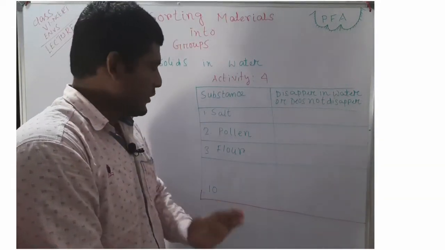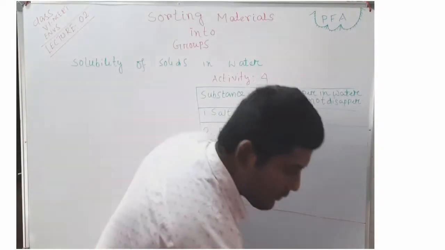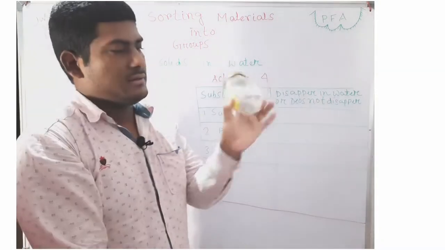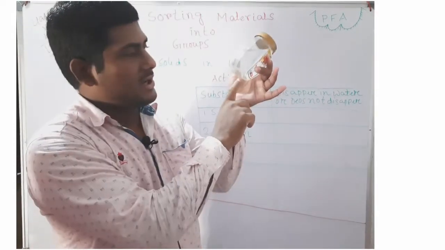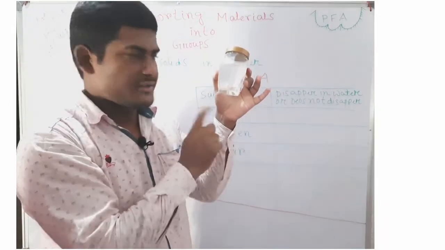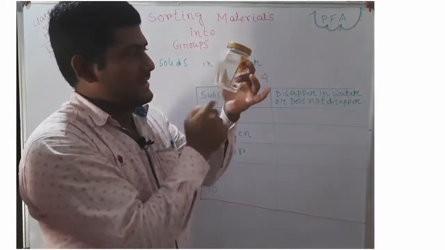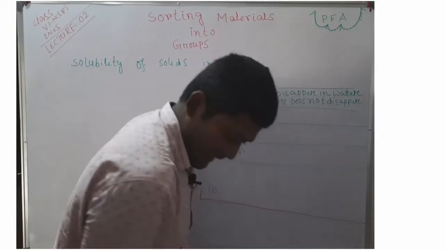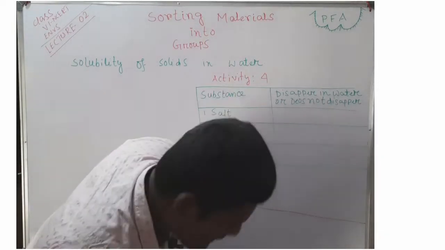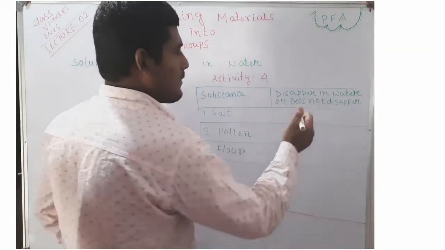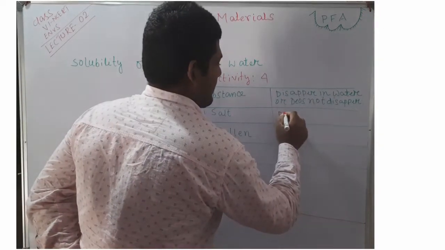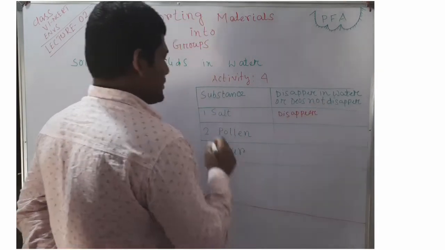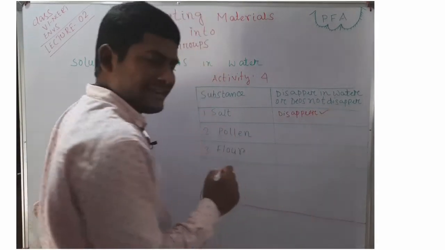Number one, salt, then pollen and flour. Now we will take the salt bottle. Let's see. The salt is dissolved in this water, isn't it? Is there any salt in that water? No. So from this activity we can say that salt disappears in water. So this is a tick.